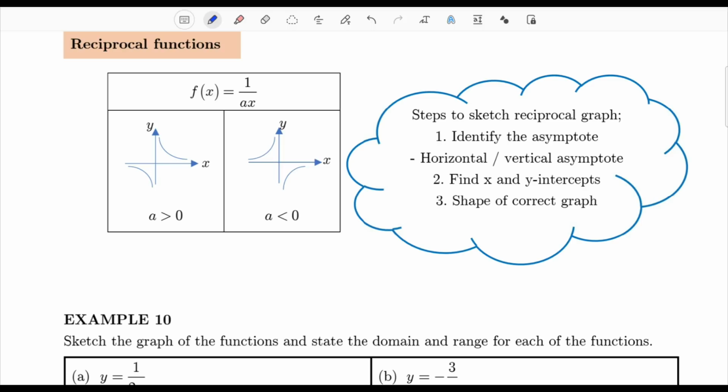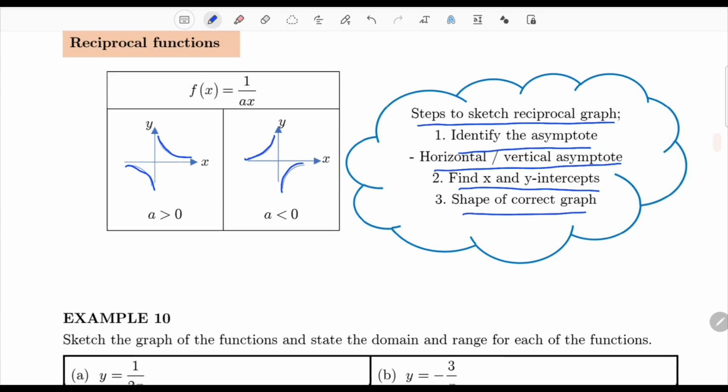Right, reciprocal functions. Okay, so if you have f(x) equals 1 over ax, if a is greater than 0, we will get the shape to be like this, on the right side, on the left, the positive part. This is the negative part when a is less than 0. So before we do example 10, steps to sketch a reciprocal graph: identify the asymptote, horizontal or vertical asymptote, find x and y intercept, shape of correct graph.